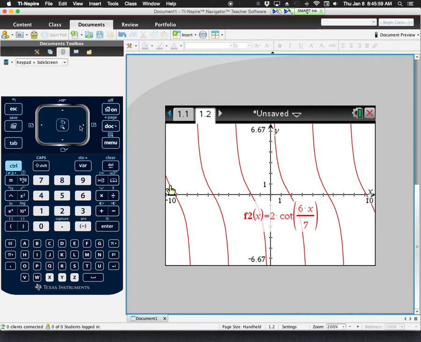Notice what's going on at the y-axis on the cotangent. It doesn't touch. So what's there on the cotangent? It has an asymptote at the y-axis. So on the cotangent, the y-axis is going to be one of the asymptotes. On the tangent, the y-axis was not. Let's go back to the graph.